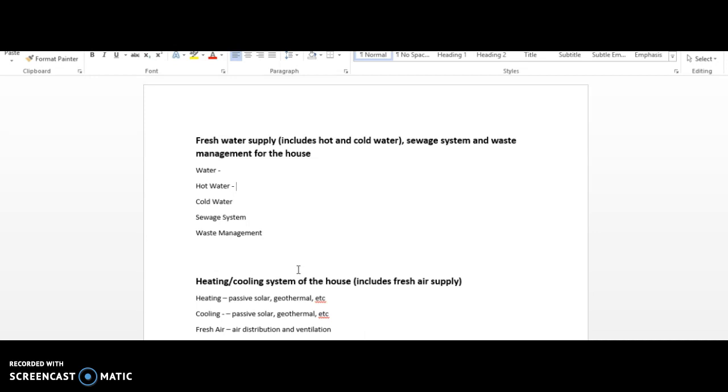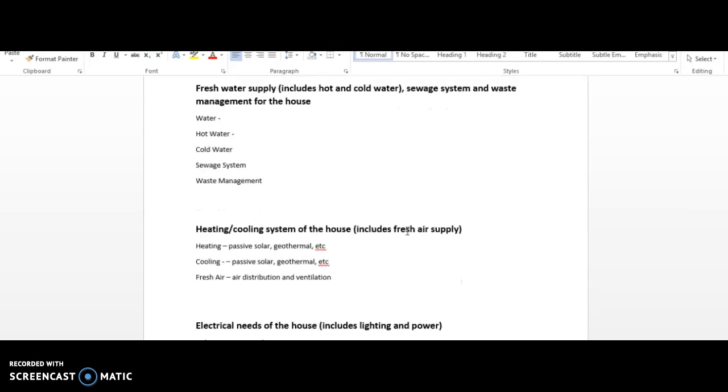Okay? If you're doing heating and cooling system of the house, well, we've got heating, cooling, and they also mentioned fresh air supply. So I just gave some examples here. For heating, are you going to use passive solar, geothermal? Same thing for cooling. Are you going to rely on passive solar, geothermal, or any other examples? And again, you would talk a little bit about these systems and why they're better maybe than the normal average household, how they would help.